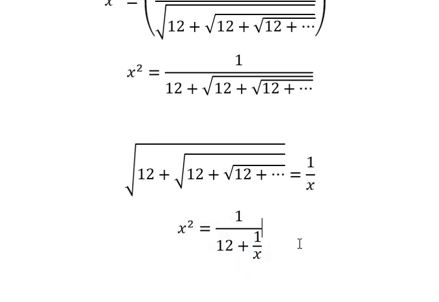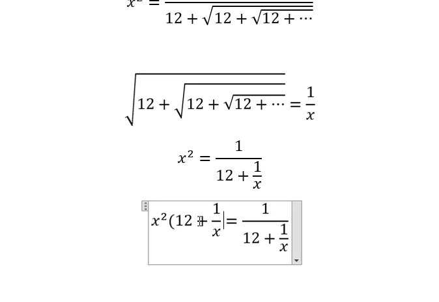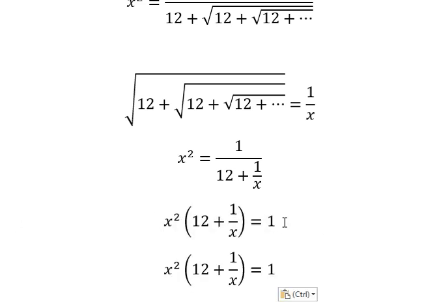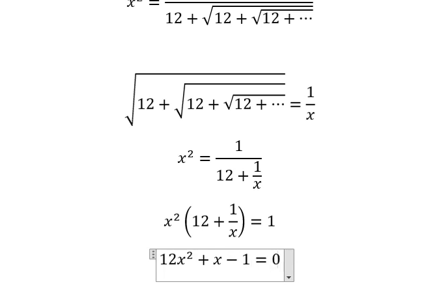Next, this one I will put on the left. And we have 12s squared plus s, and I will put number 1 on the right. And now we can find the solutions of s.